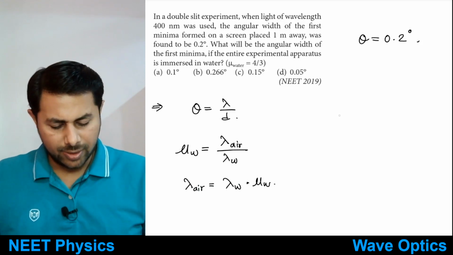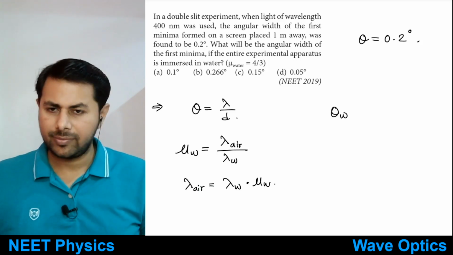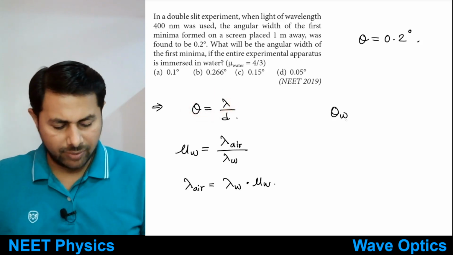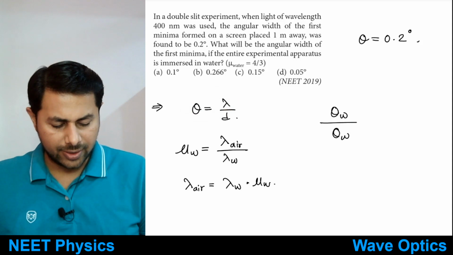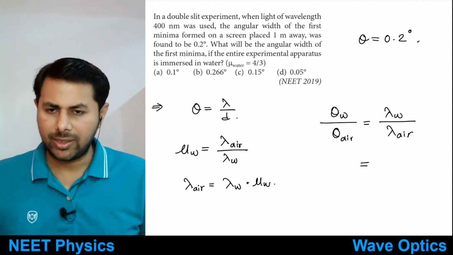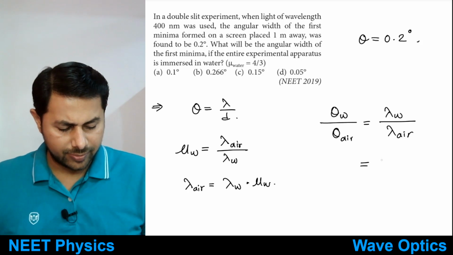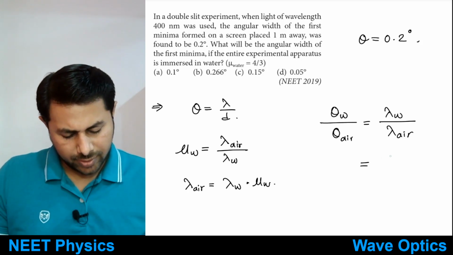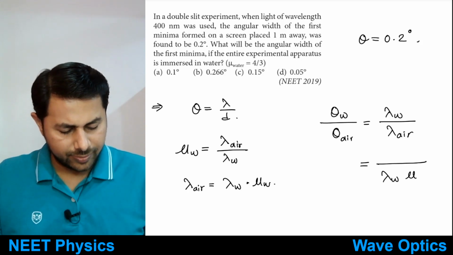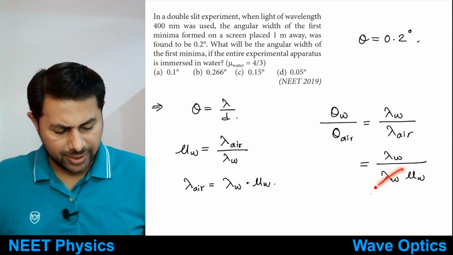Okay, so we want theta in water, right? Theta is directly proportional to lambda, and that's why theta in water divided by theta in air is just equal to wavelength in water divided by wavelength in air, and wavelength in air is just wavelength in water times mu, the refractive index of water. So this thing gets cancelled out.